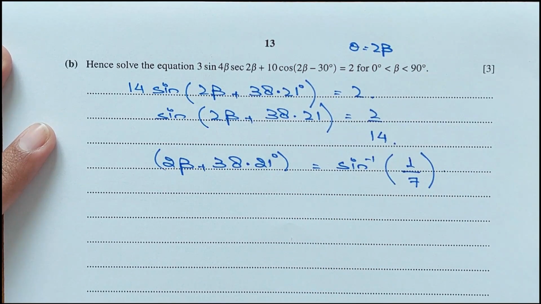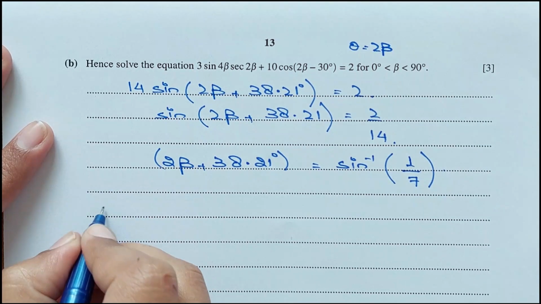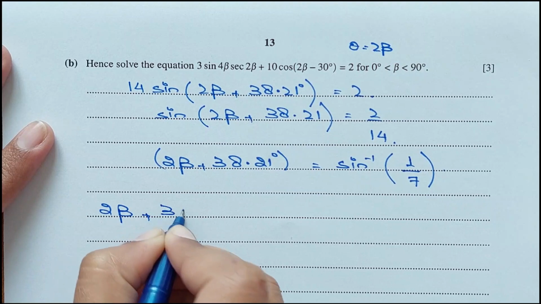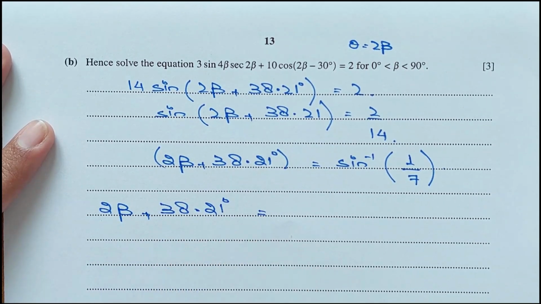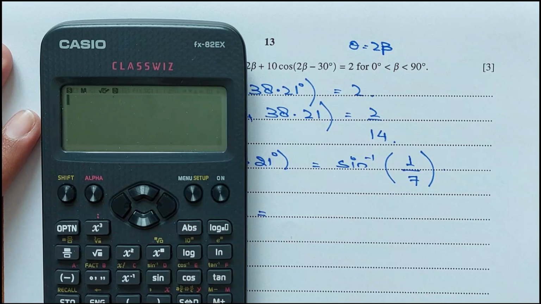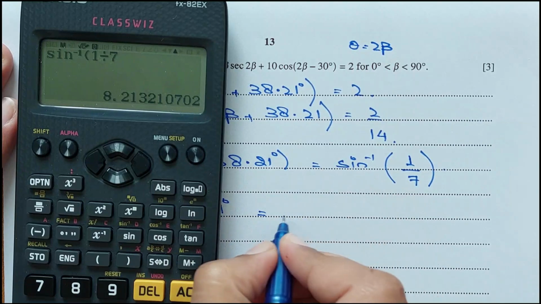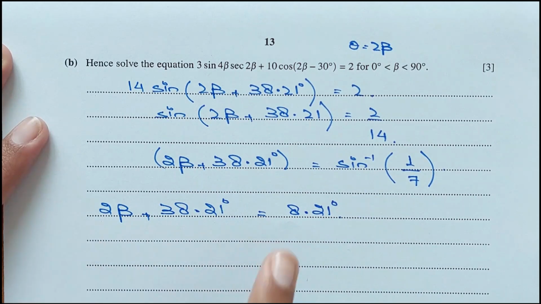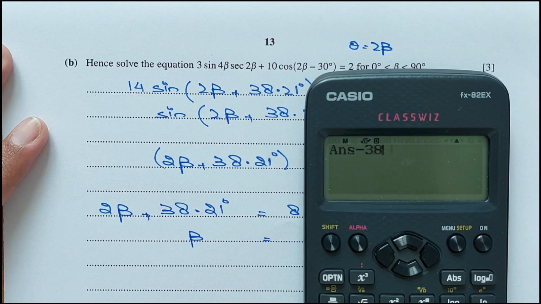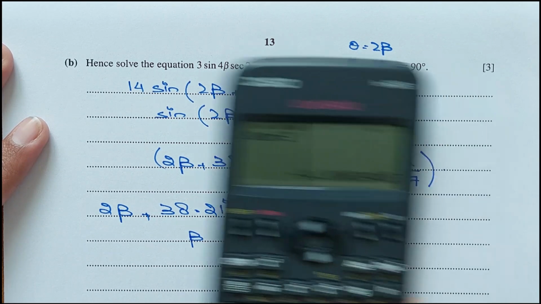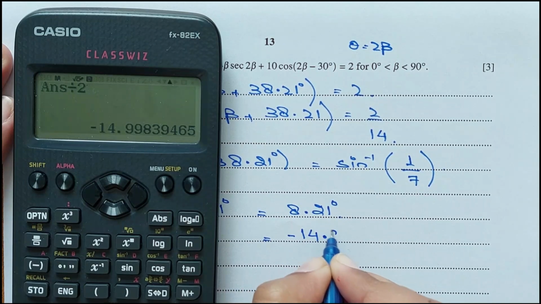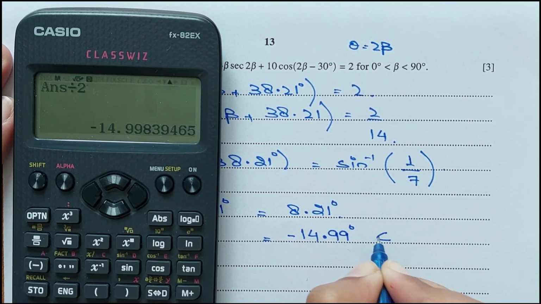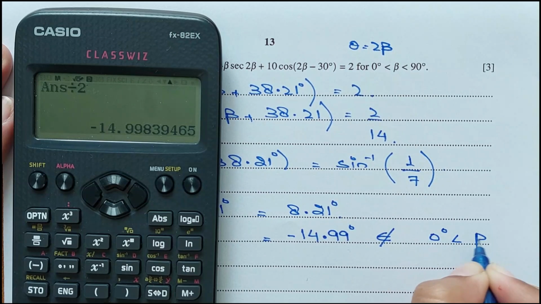Now sine is positive in the first and second quadrants, so we have to find two values here. So 2 beta plus 38.21 degrees would be equal to sine inverse of 1 divided by 7, which is 8.21 degrees. And let me solve for beta over here. So 8.21 minus 38.21, divided by 2, is negative 14.99 degrees, which does not belong to 0 to 90 degrees.